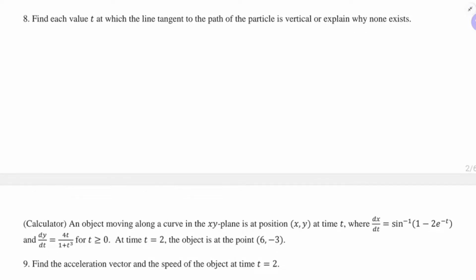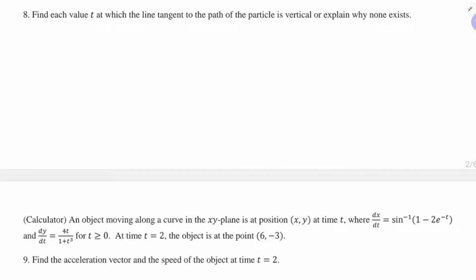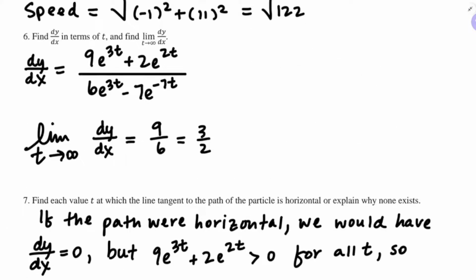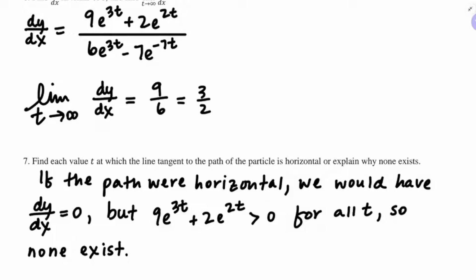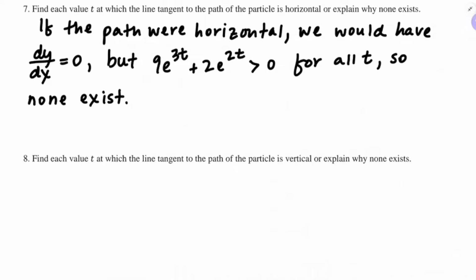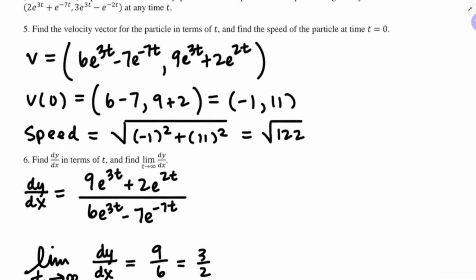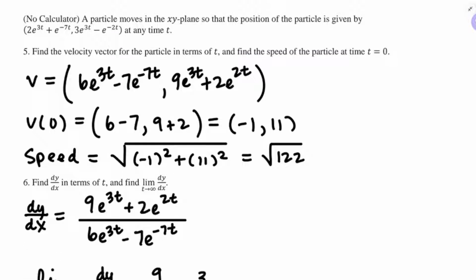Find each value of t at which the line tangent to the path of the particle is vertical. Okay, so that's going to be where the denominator is 0. That's going to have a place because there's a sign change. So 6e to the 3t minus 7e to the negative 7t. I'm just going to once again double check those derivatives. Okay, so 6e to the 3t, negative 7.